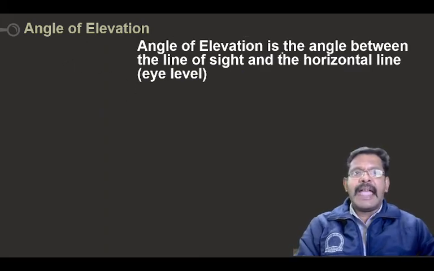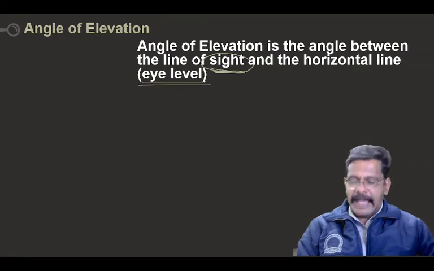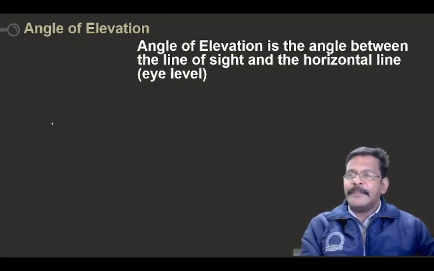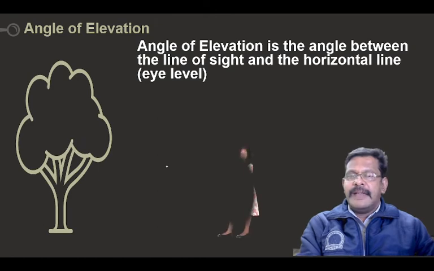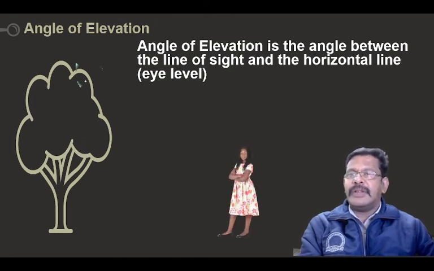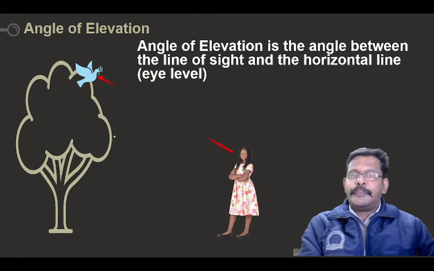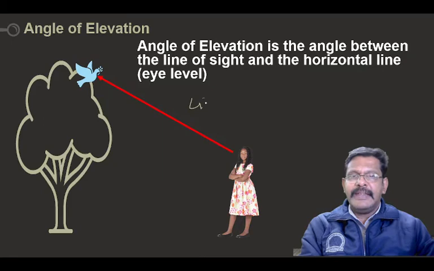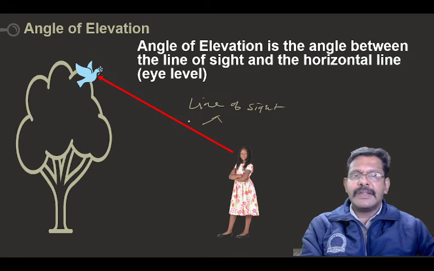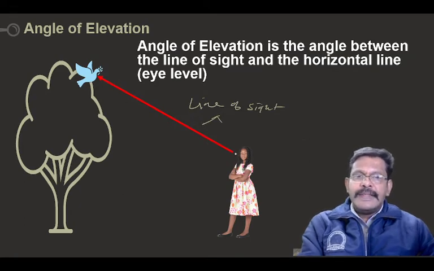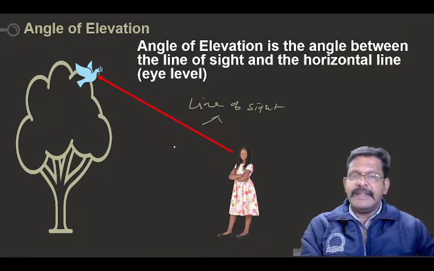Angle of elevation is the angle between the line of sight, so we are taking the line of sight first, and the horizontal line, that we call the eye level. We are going to see it with an example here. See, this is a tree as well as a girl here, and we are going to have the bird here. Now I am drawing a line here. This is the line of sight, because the girl is looking at the bird. Now this is the horizontal line where the eye and the object are. I am going to draw one horizontal line here.